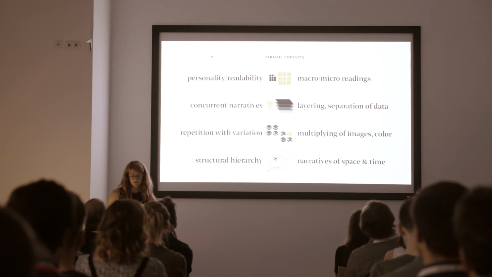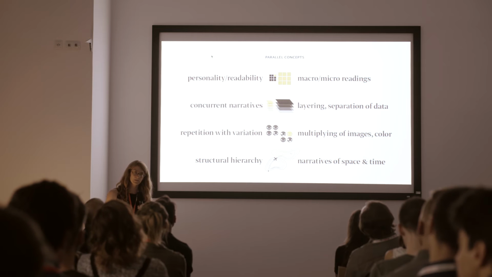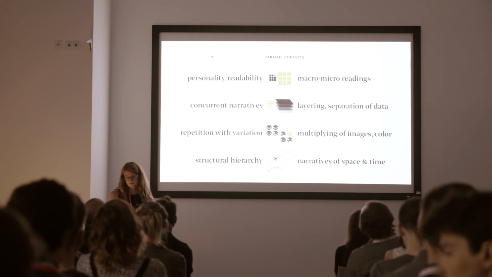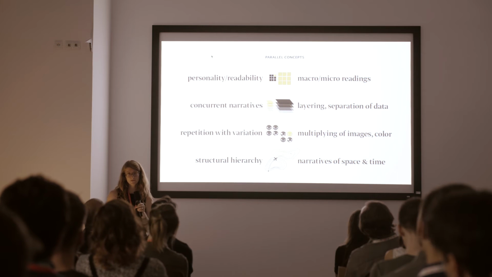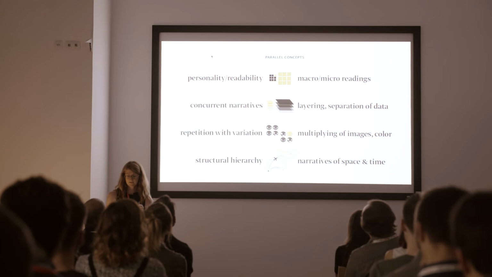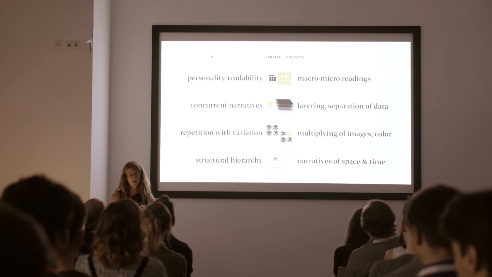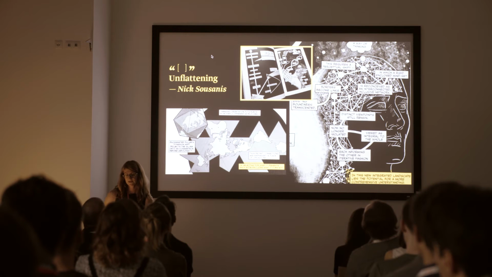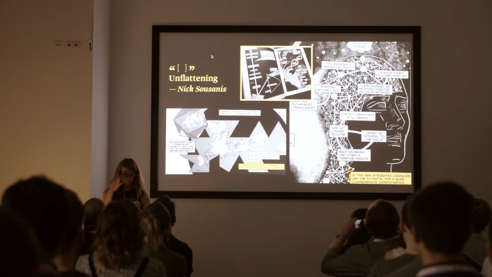And then he also talks about layering and separation of data. We have the same thing in typographic structures where we look at concurrent narratives, things like captions alongside the body copy. When he talks about the multiplication of images or small multiples to denote certain amounts or quantities, we also see that in repetition with variation, things like chapter headings, orienting the reader in the document that they're in. And lastly, narratives of space and time. This is happening in the typographic world too, when we're looking at structural hierarchies, nested content on the web, etc.